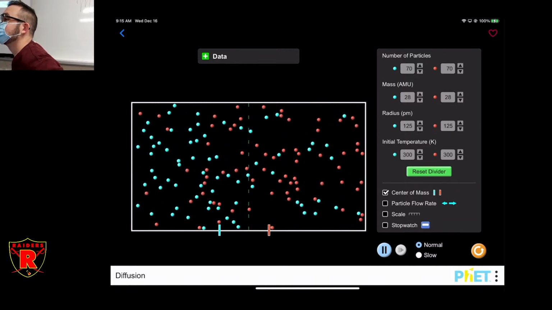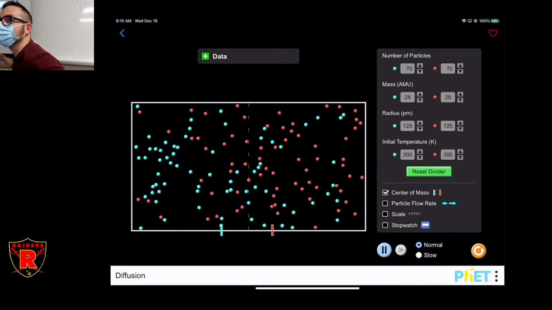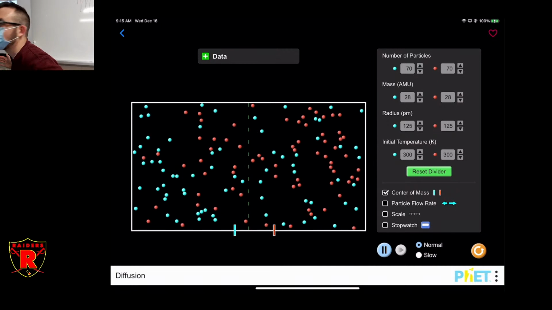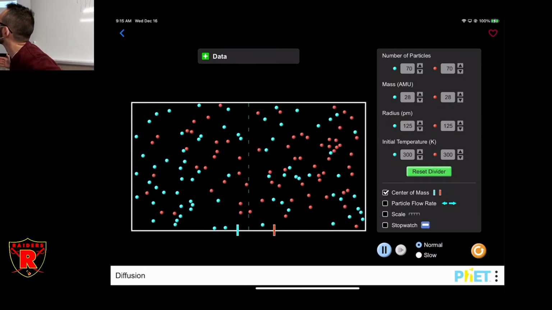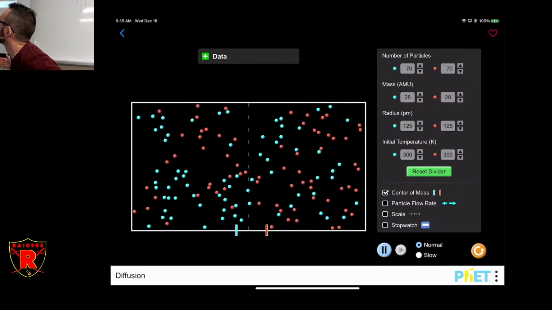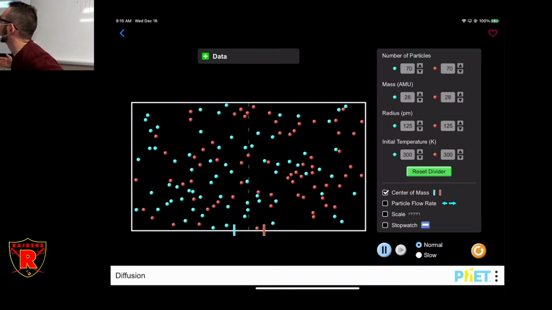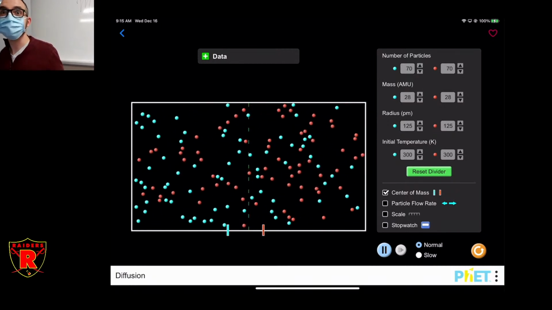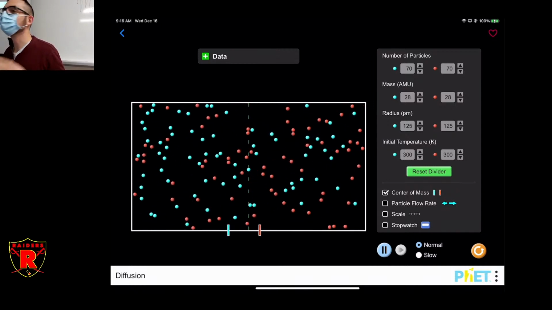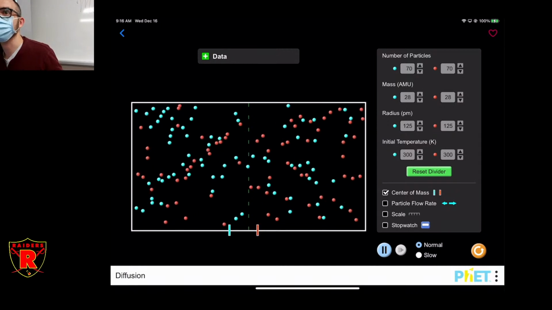And again, keep in mind that this is just a physics simulation. It's not forcing the particles to go in any particular direction. They're just bouncing off each other. But you notice over time that it does equalize. It does equalize over time. And that's just due to random collisions between the particles.